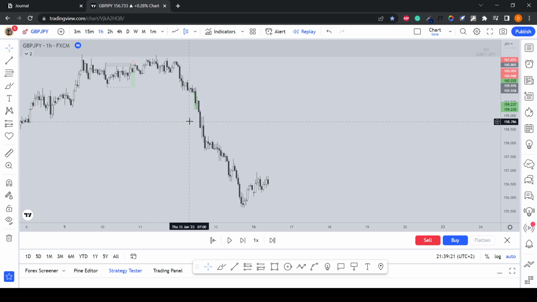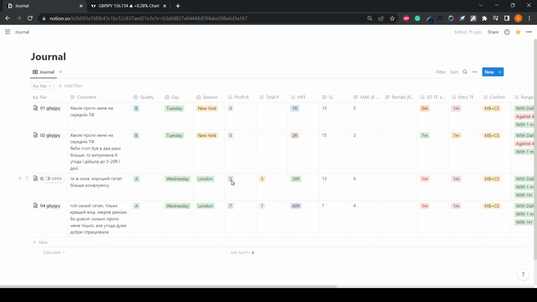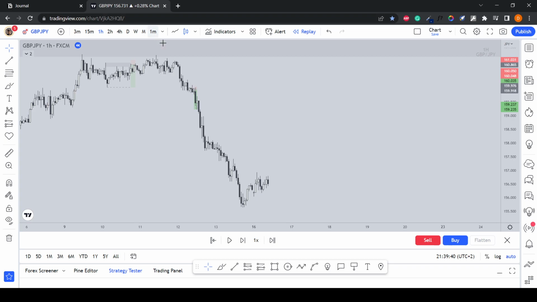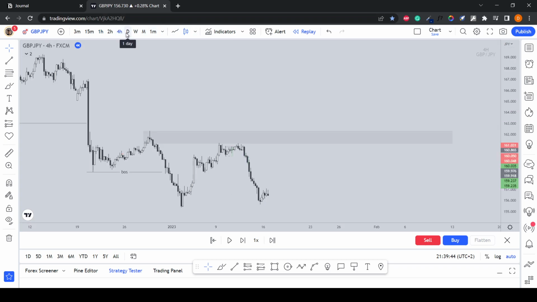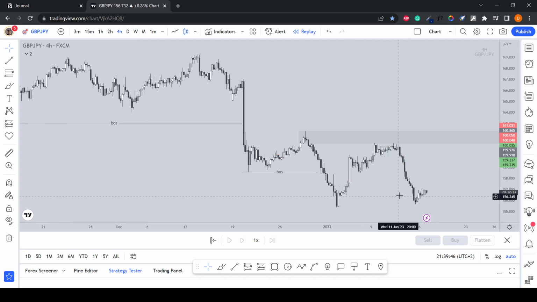And in my journal, as you can see here, I wrote 5R profit, 7R profit, and then MFE is 30R and 60R for this trade. But it doesn't happen so often. Right now my main management style is 5R fixed, taking everything, so no partials. And price just fell to the new low, and we are expecting a new low. So this was my week.